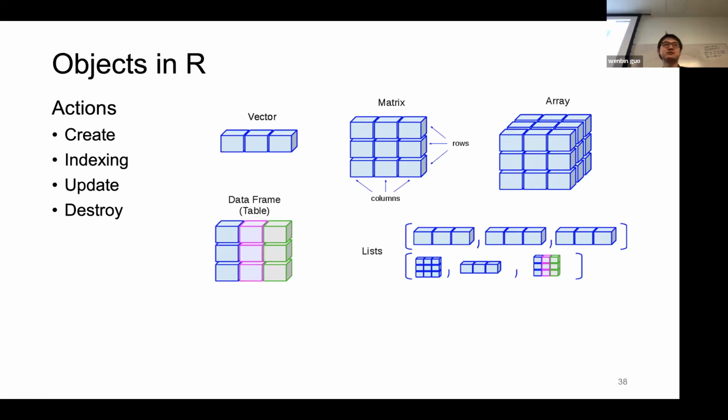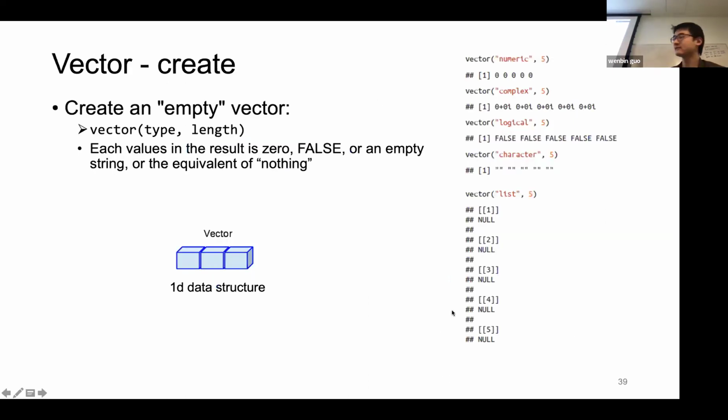The destroy is pretty simple, right? Like we just talked about, we can use the remove function to totally get rid of the data. For example, some of the data frames are too memory demanding, so we can just remove them after using them. So the first one is called a vector, which is a very typical data type we are going to deal with.